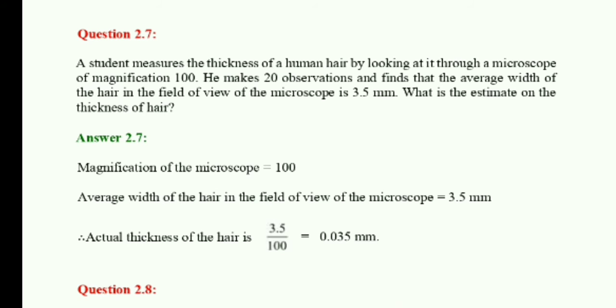Now he makes 20 observations and finds that the average width of the hair in the field of view of the microscope is 3.5 mm. What is the estimate of the thickness of hair? Now the magnification is 100, it is already given. The average width of hair in the field of view of the microscope equals 3.5 mm. Now the actual thickness of hair will be the observed thickness divided by the magnification, that is equal to 3.5 upon 100, that is equal to 0.035 mm. This is the actual thickness of hair.